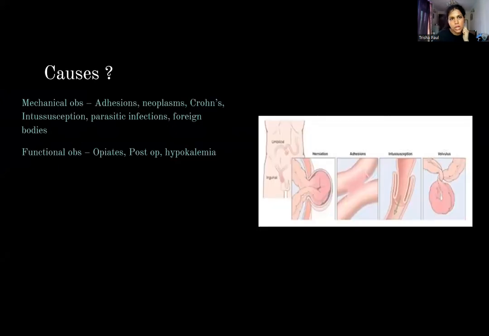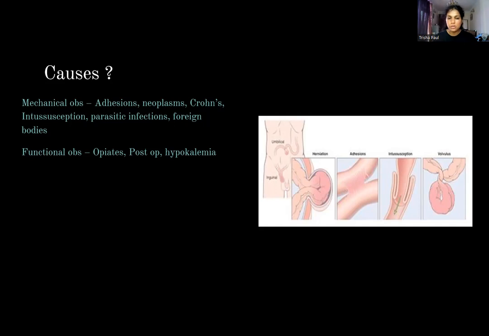So what are the causes? The causes can be divided into mechanical obstruction and functional obstruction. In mechanical obstruction, there is a physical barrier that causes the obstruction. For example, adhesions, neoplasms, Crohn's disease, which is an inflammatory bowel disease, so recurrent inflammation results in stricture formation, which can cause obstruction. Intussusception, where one bowel loop telescopes into another. Parasitic infections, and foreign bodies.